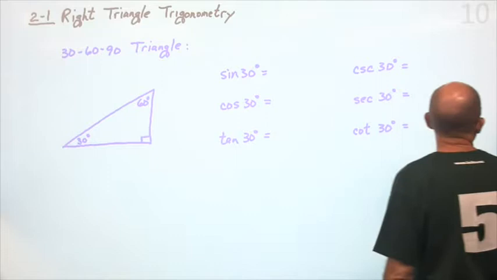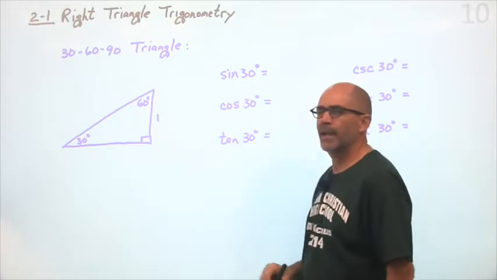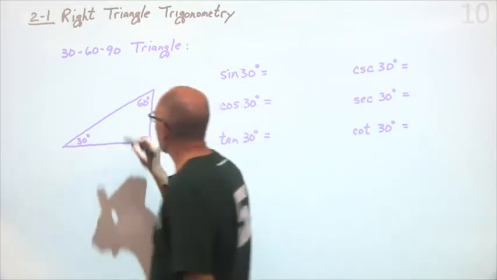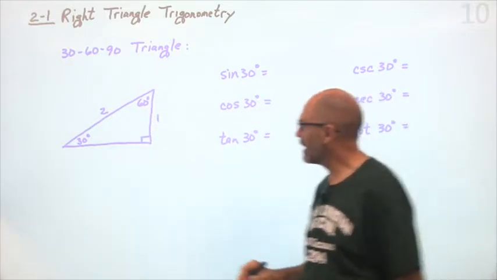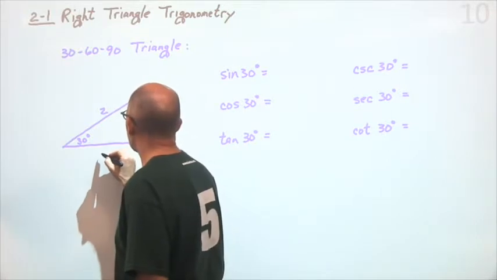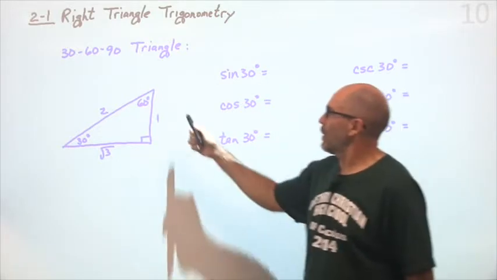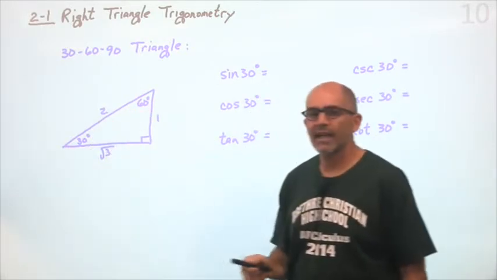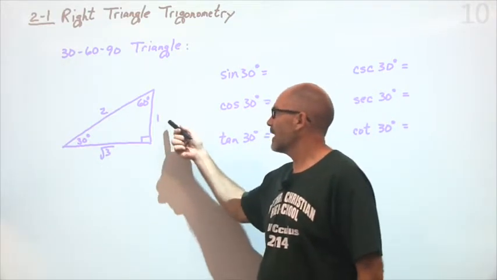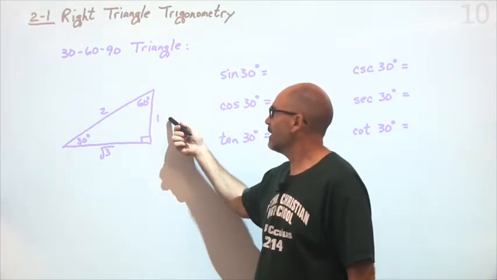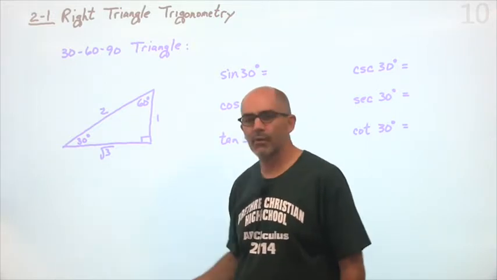You could call it x or you could call it 1, but we're just going to call it 1. Now, the hypotenuse is always twice the short leg. And the long leg is always the square root of 3 times the short leg. So 1, 2, and the square root of 3 is the ratio of sides. So if the short side was 5, then the hypotenuse would be 10. And the long leg would be 5 times square root of 3.